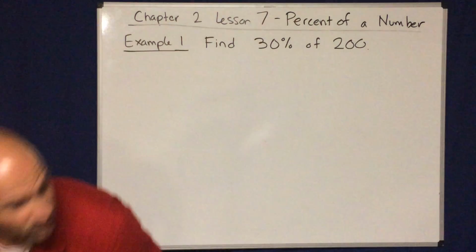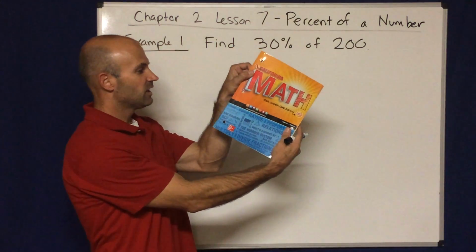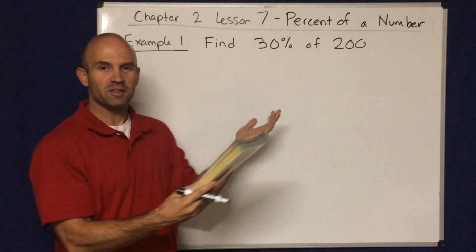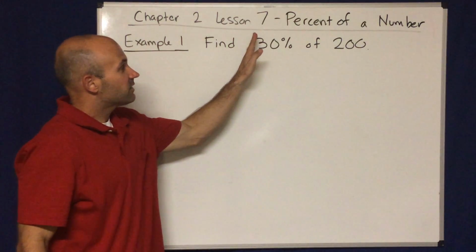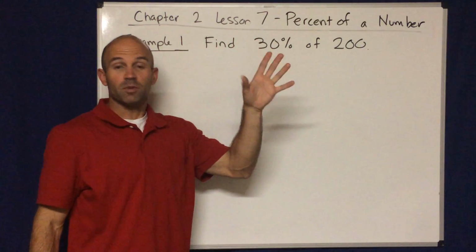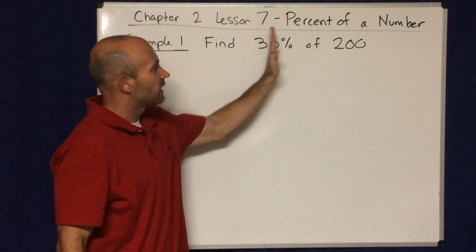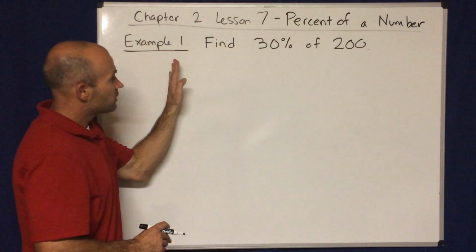This is Chapter 2, Lesson 7 on finding the percent of a number from California Math, Common Core edition, Course 1. My daughter's in 6th grade and she works with this book, and I make these videos for her to follow along. So in the previous lesson, the focus there was estimating percents of numbers. Here, we're going to show you how to find exactly the percent of a number, so no more estimating. We'll jump into an example.